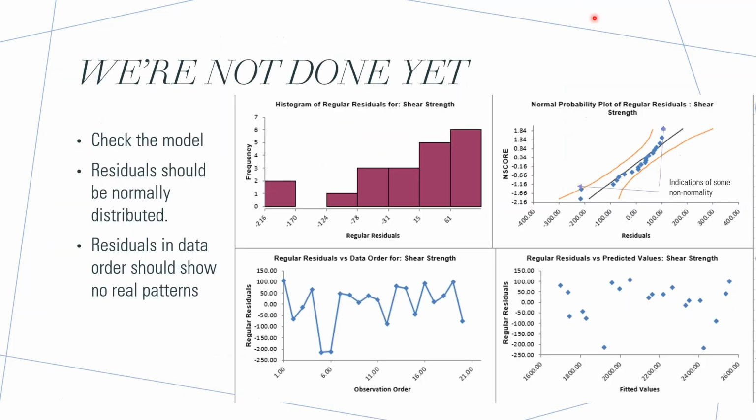However, we're not done yet. We need to check the assumptions about the residuals. Remember that residual is the difference between the actual value of y and the predicted value of y. In this case, y being our shear strength in PSI. So the first assumption is that residuals should be normally distributed.